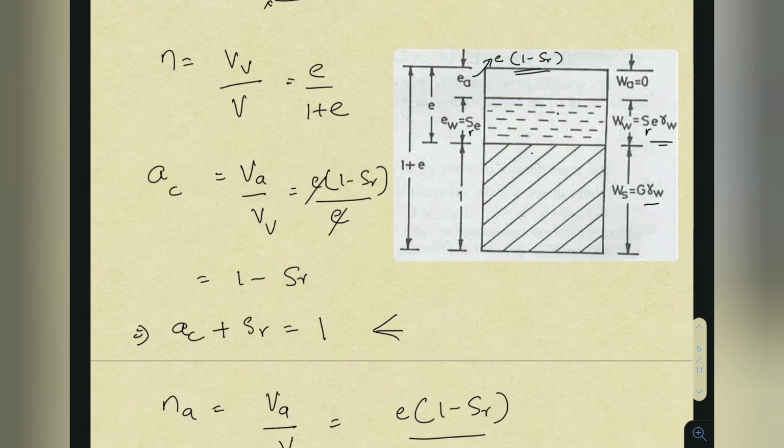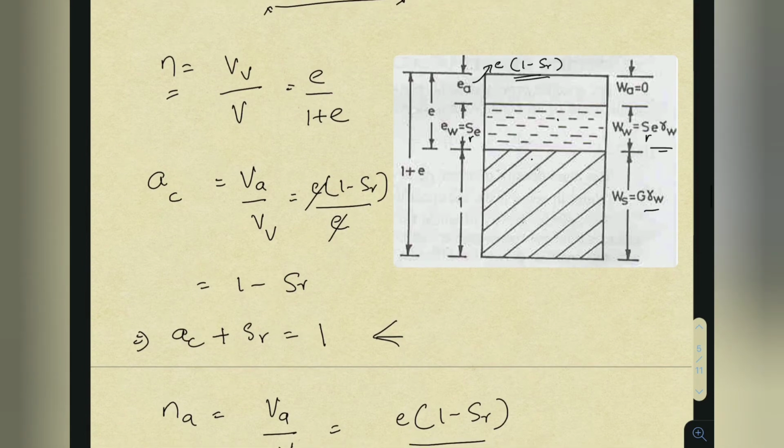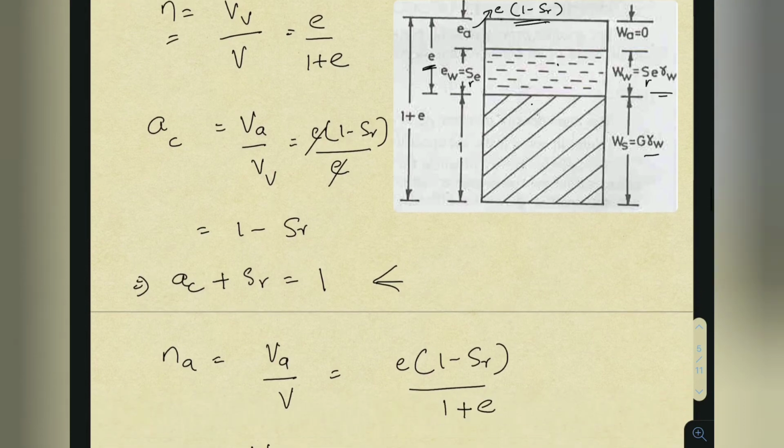n is equal to this. See, we have already discussed in the previous chapter regarding n and ac, right? So n is the porosity, that is volume of voids by total volume. So that in this figure will be equal to e by 1 plus e. And ac will be air content, that is equal to volume of air by volume of voids. That will be Va, that is e into 1 minus Sr, by volume of voids e. So dividing that, we will have 1 minus Sr.